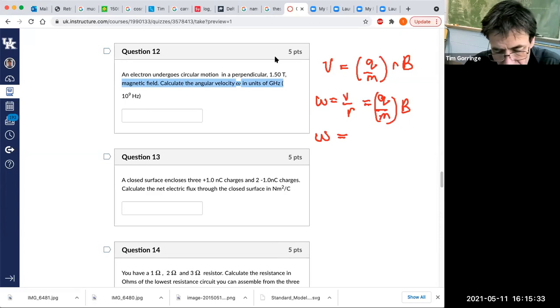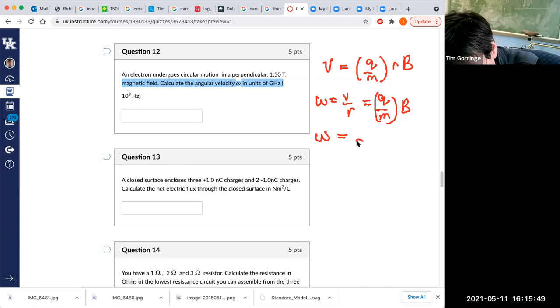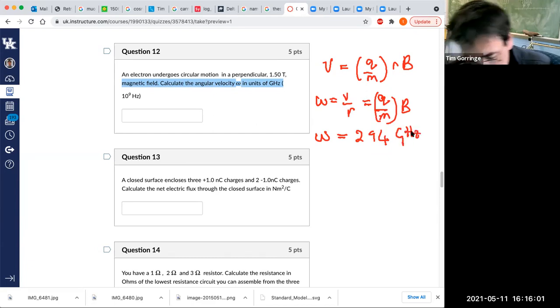So I filled in the field was 1.5 Tesla. I filled in the charge was 1.6 times 10 to the minus 19 coulombs. I filled in the mass was 9.1 times 10 to the minus 31 kilograms. I plugged in all those numbers, and I'm going to write them all out. And I got 294 times 10 to the 9 hertz, or 294 gigahertz was my answer.